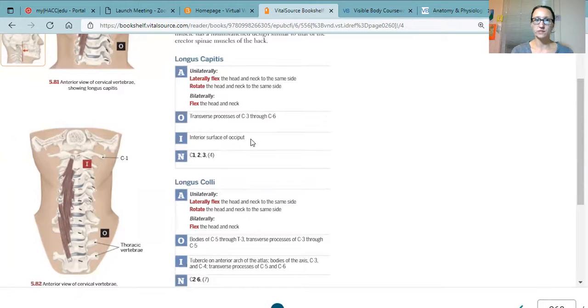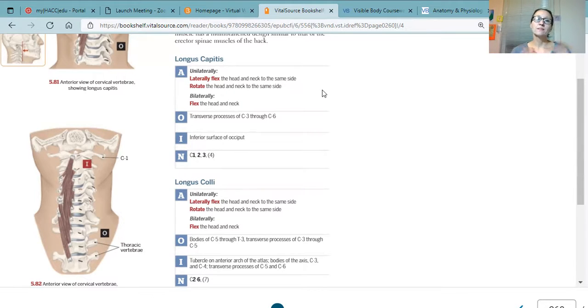So Longus capitis and Longus coli are deep neck flexors, as I mentioned. That's their bilateral action for both. Unilaterally, they can laterally flex the head and neck, and they can rotate the head and neck to the same side. So they're ipsilateral rotators.